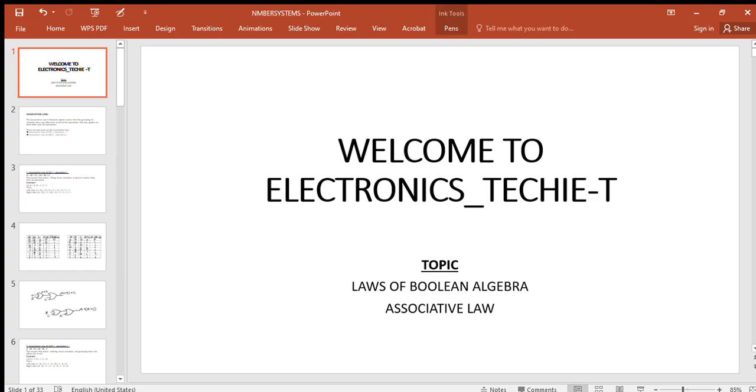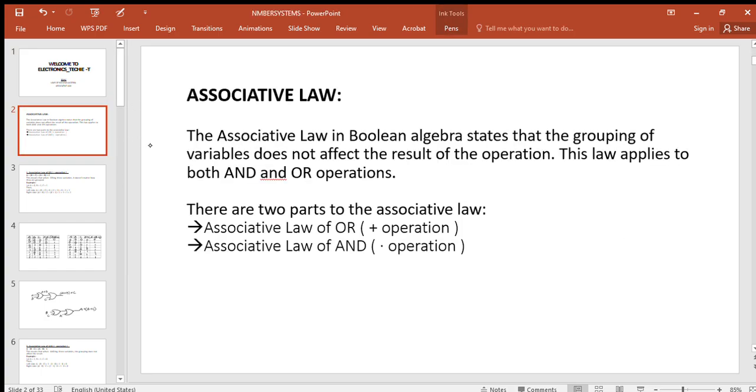So just look into the associative law. What is the associative law? The associative law in Boolean algebra states that the grouping of variables does not affect the result of the operation. It means whatever inputs you take, you combine them by any operation like AND or OR. You can combine the different variables, but the result will be the same. We can't change the result.